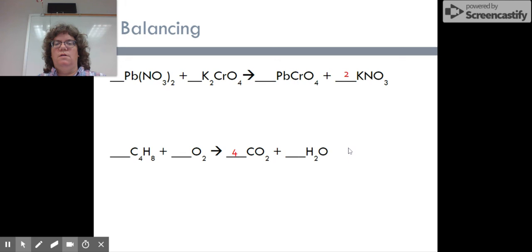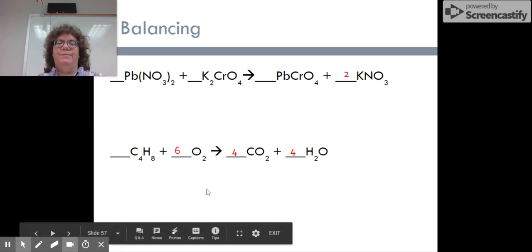For this one, you needed to put 2 4s here and here to give you your 4 carbons. Correct amount of oxygens. We'll also need to add a 6 there. And that balances that equation.